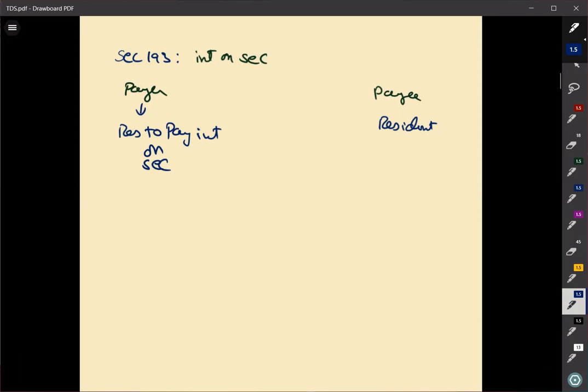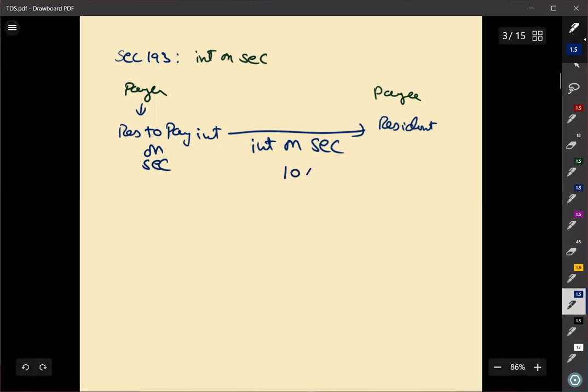So what are they paying? They are paying something called interest. Interest on what? Interest on security. Then the payer, at the time of payment, should deduct TDS under section 193. So what is the rate of TDS? The Act says the rate of TDS is 10%.